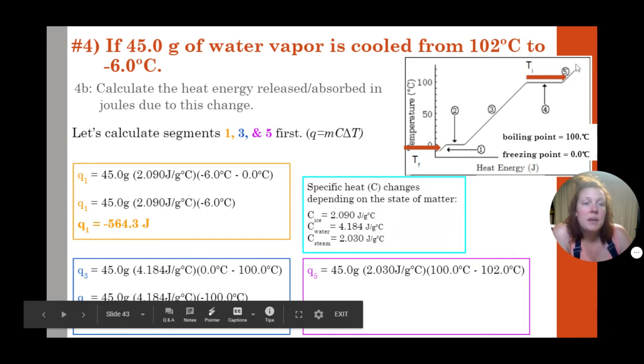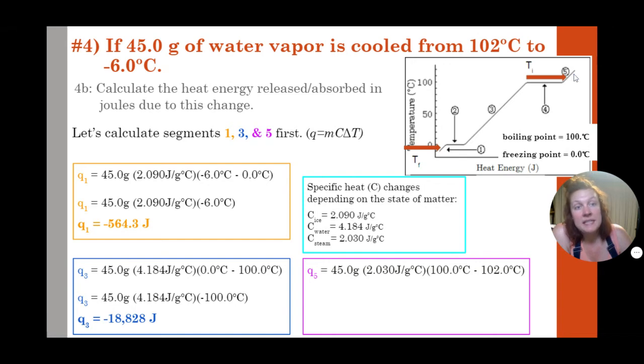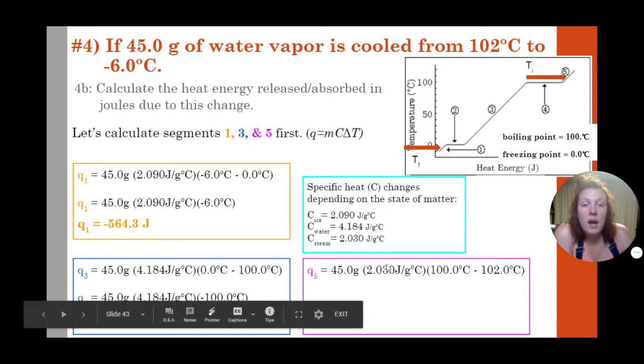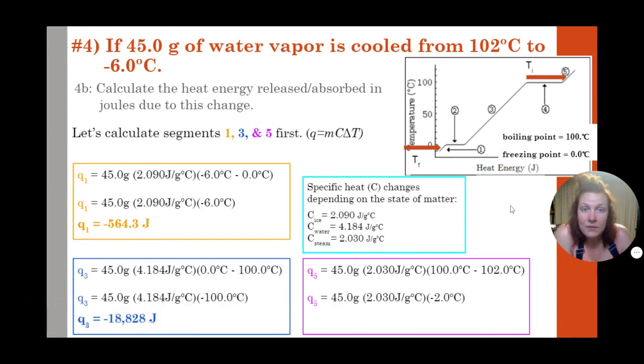And then again, because we're in segment 5, we know that all substances that are in this rightmost segment are completely gaseous. So we want to be using the specific heat for steam, which is vaporized liquid water, right? Vaporized water. So we're going to plug that specific heat value in for C instead of the liquid water one. Plug that in and simplify our parentheses. We get -2 degrees Celsius for our delta T. Multiply them all together, and we get -182.7 joules.